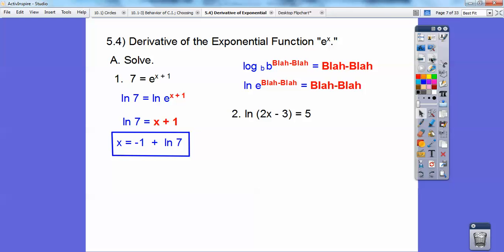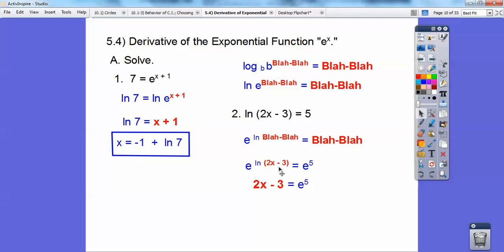This time the natural log of 2x minus 3 equals 5. I'm going to use this blah blah rule. I'm going to raise both sides to the e power, because e to the exponent natural log of blah blah just equals that blah blah. So I'm going to raise e to both sides' power. How's that? Okay.